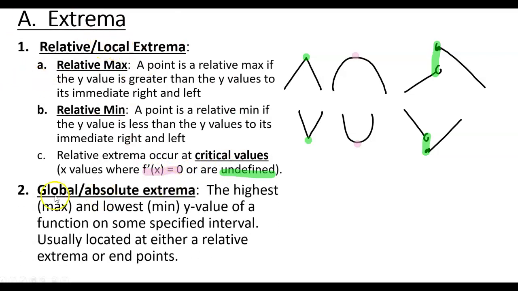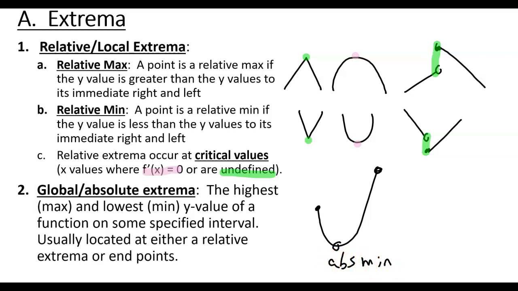The other type of extrema are the global, also known as the absolute extrema. And those are the highest and the lowest points on a graph. So maybe I could draw a graph like this, for instance. The difference about the absolute extrema is that an absolute extrema can be a relative extrema. Like this is a relative minimum, but it's also the absolute min because it's the lowest point on the graph.